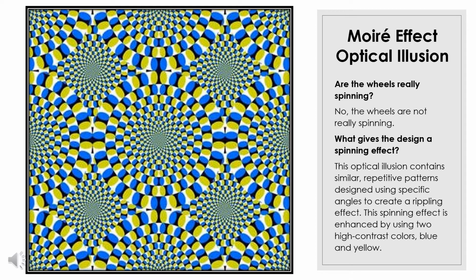This is a Moiré effect optical illusion. Are the wheels really spinning? No, the wheels are not really spinning. What gives the design a spinning effect? This optical illusion contains similar repetitive patterns designed using specific angles to create a rippling effect. This spinning effect is enhanced by using two high contrast colors, blue and yellow.